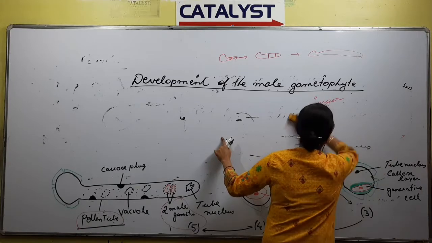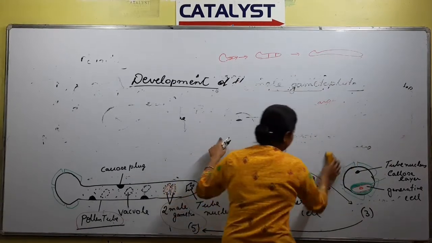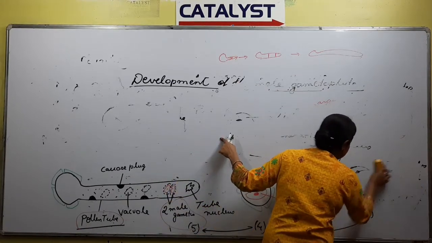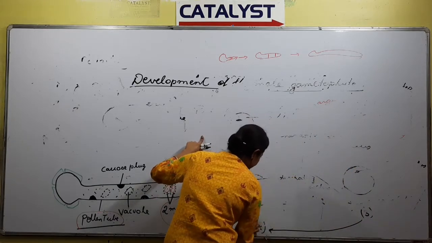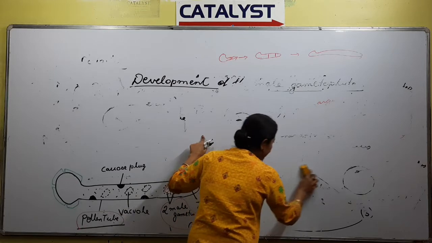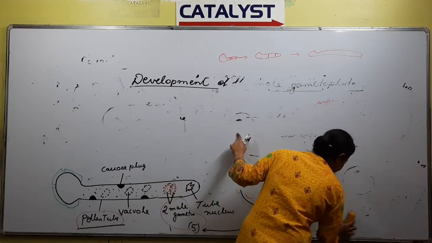So callose plugs are functioning, right? Callose plugs, we have seen, separate the active cytoplasm from the inactive cytoplasm. The active cytoplasm always stays in the growth zone. And what is the growth zone? The tip of the pollen grain.